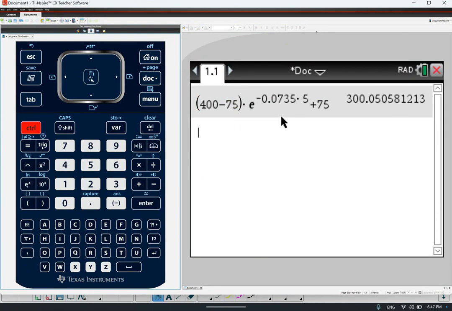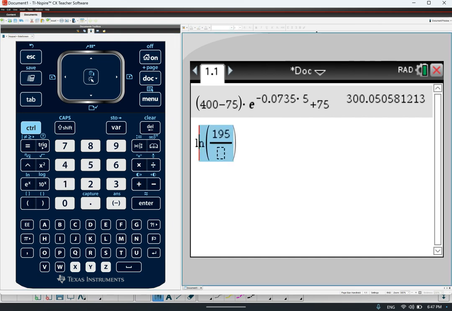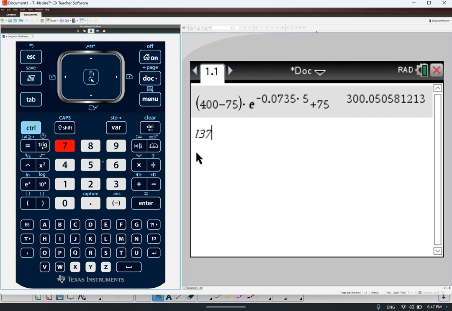So control LN, that's the e^x button to find that. Control division, so we get that fancy fraction. 195 over 375. Whoa, I have to do that again. I don't know how that happens. Control ln, control division. 195 over 375. Oh, here we go.